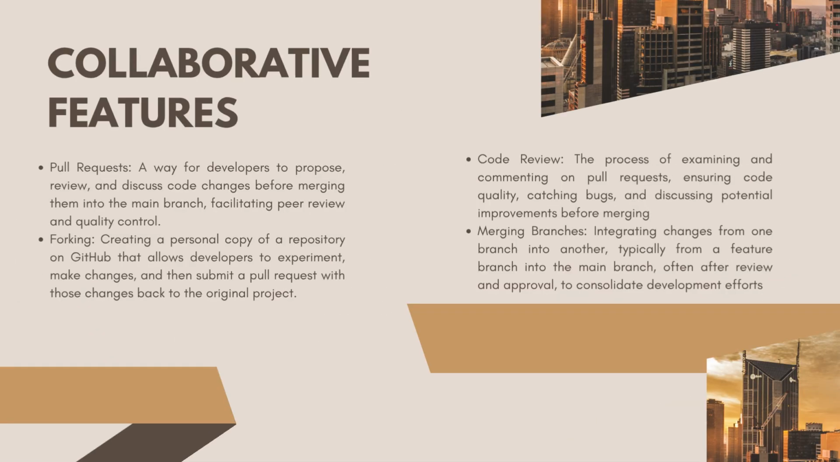Collaborative features. Pull request, a way for a developer to propose, review, and discuss code changes before merging them into the main branch, facilitating peer review and quality control. Forking, creating a personal copy of a repository on GitHub that allows developers to experiment, make changes, and then submit a pull request with those changes back to the original project.